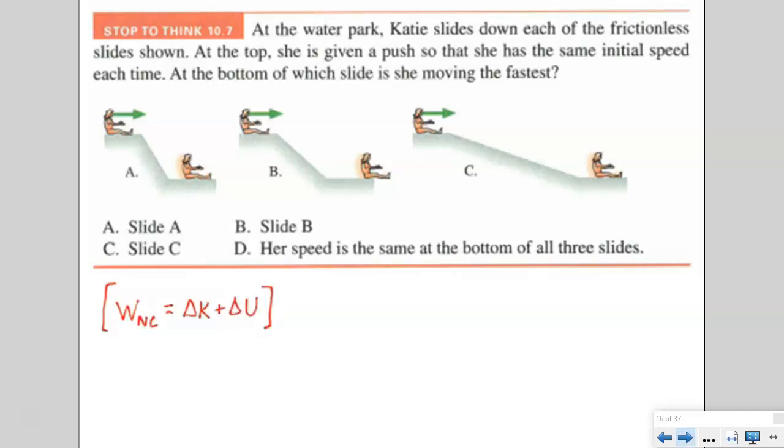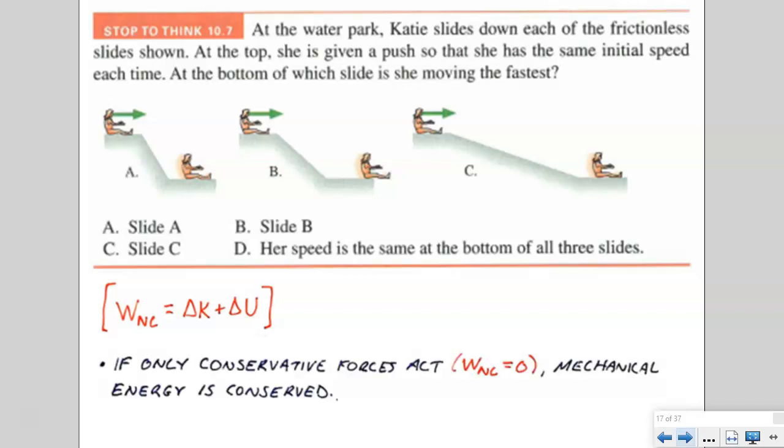So let's apply the law of conservation of energy. Since the slides are frictionless, the work done by non-conservative forces equals zero and mechanical energy is conserved. So any change in kinetic energy corresponds to an equal and opposite change in potential energy. In all three slides, the height is the same, so the decrease in potential energy will be the same, so they'll all have the same increase in kinetic energy. As a result, her speed is the same at the bottom of all three slides.